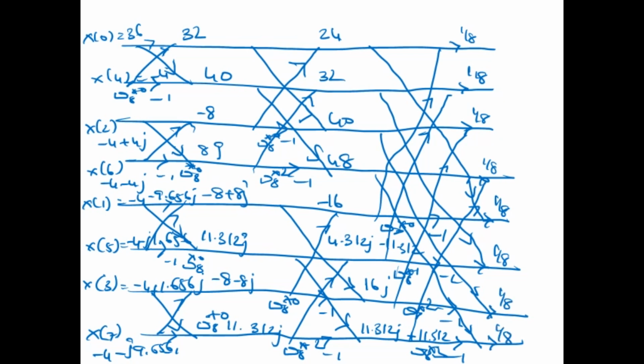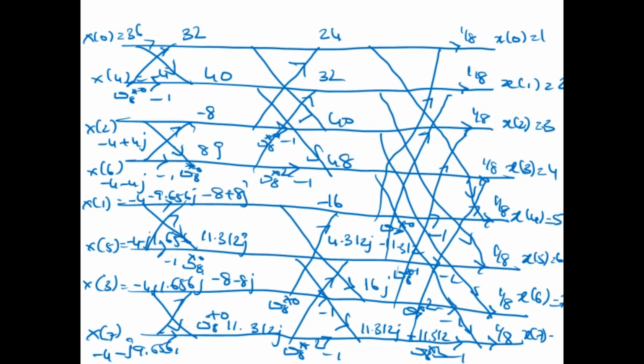So x of 0 will be 1, x of 1 will be 2, x of 2 will be 3, x of 3 will be 4, x of 4 will be 5, x of 5 will be 6, x of 6 will be 7, x of 7 will be 8. This is the answer for the given problem.